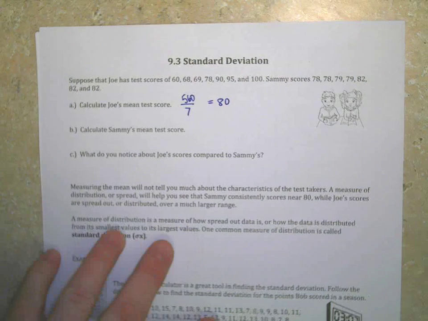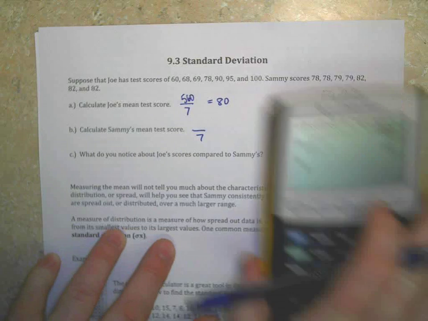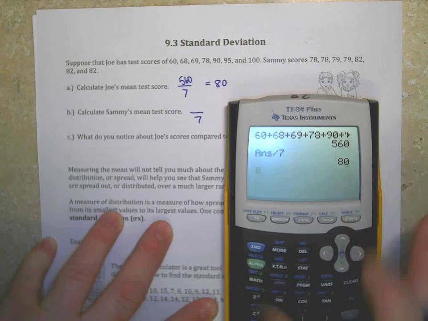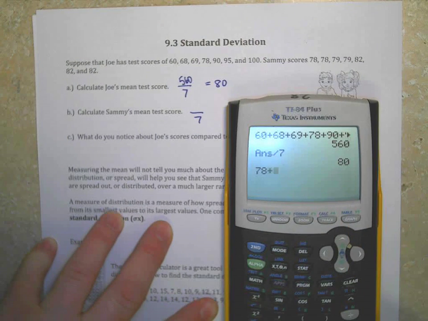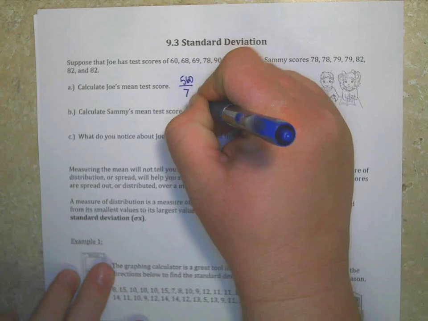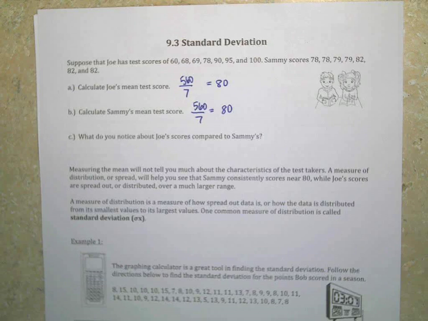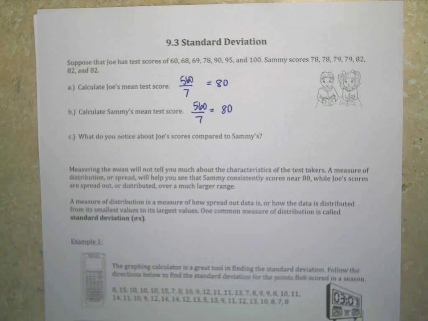So let's calculate Sammy's. 1, 2, 3, 4, 5, 6, 7 again. Let's add up Sammy's scores. 560. So again, 80. So what did you notice about Joe's scores compared to Sammy's scores?